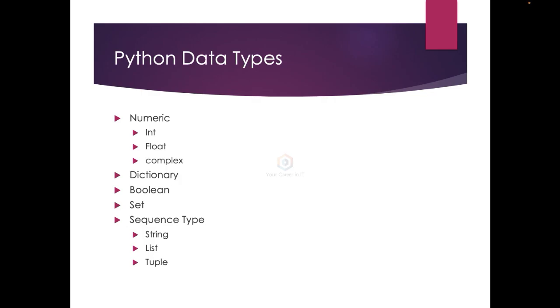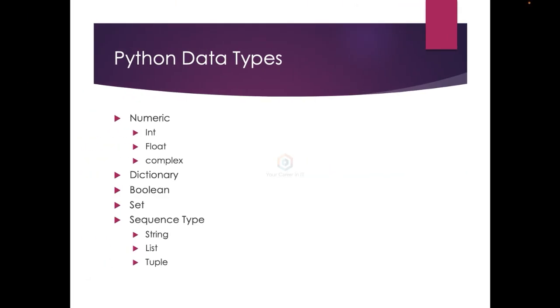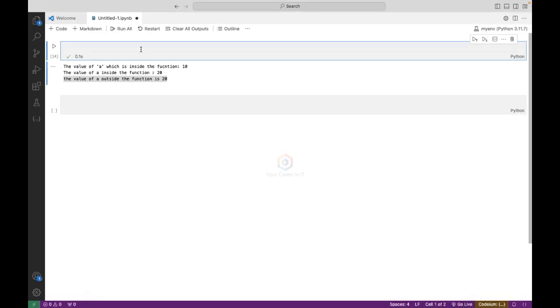Python data types. There are five types: numeric, dictionary, boolean, set, and sequence type. Numeric has subtypes: int, float, and complex. Now we will understand this with a practical example. We will discuss the variable types using examples.